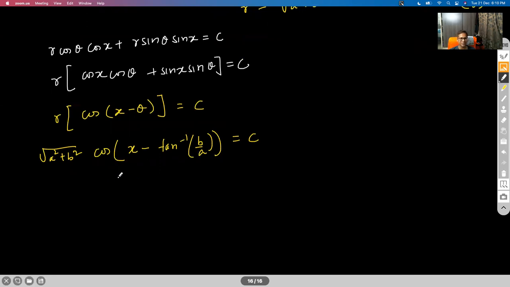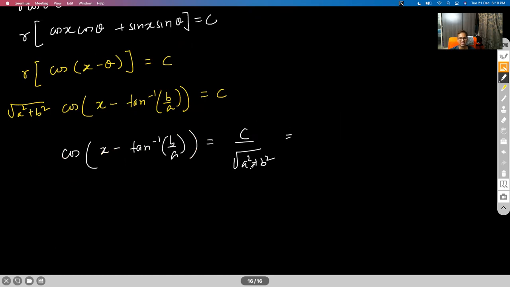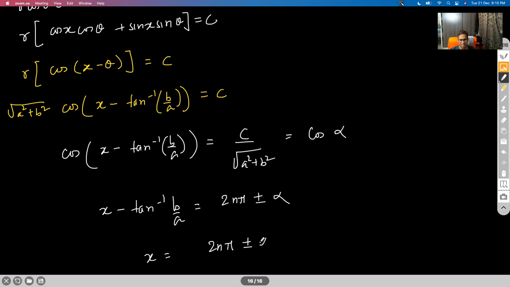Correct. So your cos x minus tan inverse b by a becomes c by under root of a square plus b square. Now, this is a place where you can write this as cos of some angle alpha. And you can write the general solution to be this. So your x will become 2n pi plus minus alpha plus tan inverse b by a, n being some integer. So this is your final answer to this question.